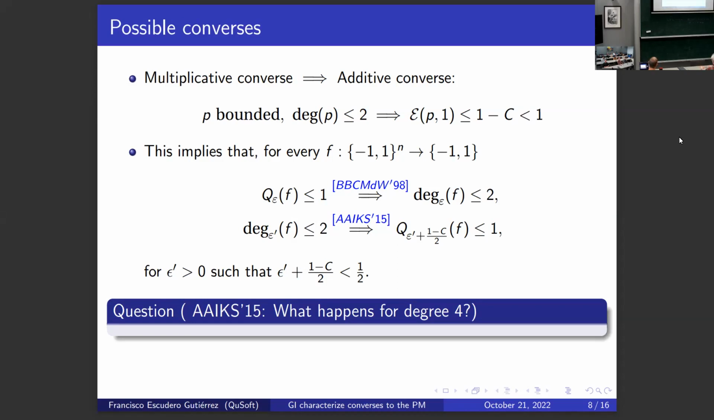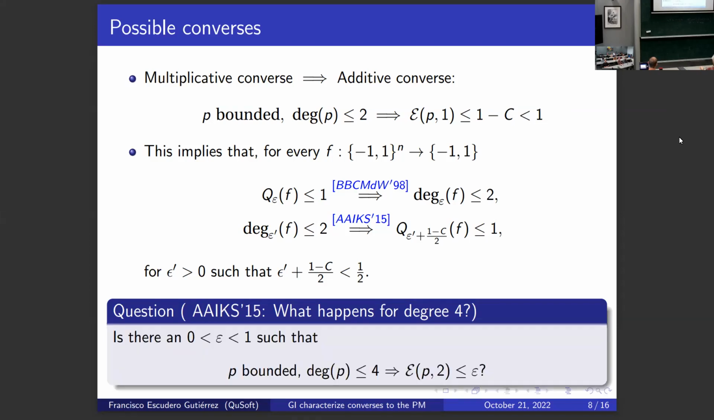Okay. So the next step would be what happens with polynomials of degree 4. The way that we interpret this question is: is it true that there is an additive converse for polynomials of degree 4? Is it true that there is an epsilon between 0 and 1, important that it is smaller than 1, such that for every p that is bounded of degree at most 4, the error p2 is at most epsilon? Do we have a controlled converse to this kind of polynomials that are bounded of degree 4?